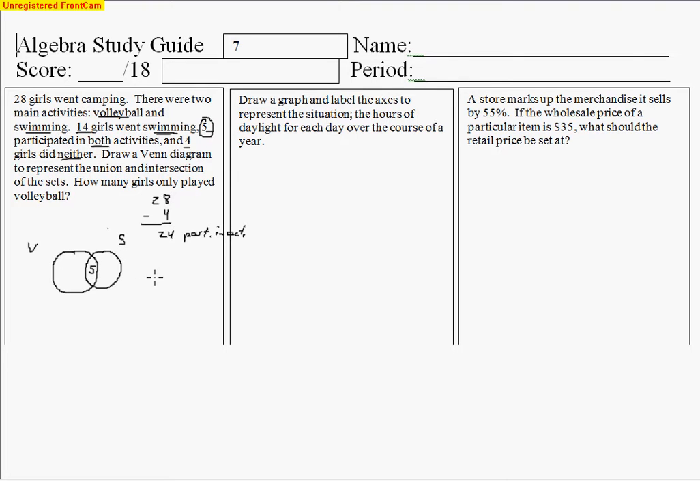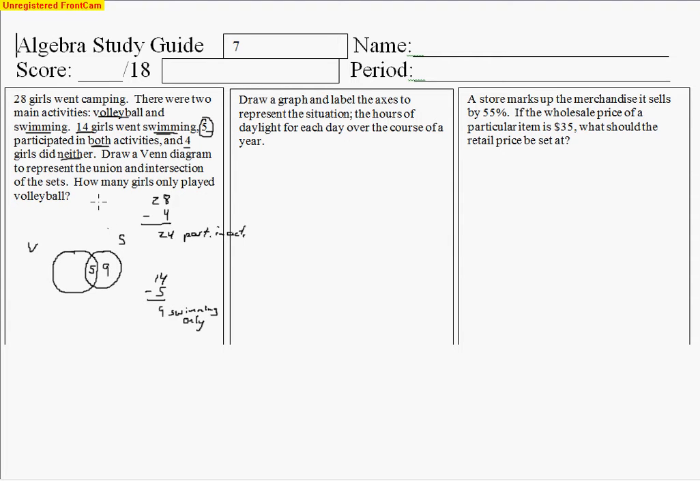14. So what I need to do is find out how many girls went swimming alone. So I'm going to take these 5 away that went swimming and did volleyball and find out how many just went swimming only. And so that would be 9. So 9 of them went swimming only.